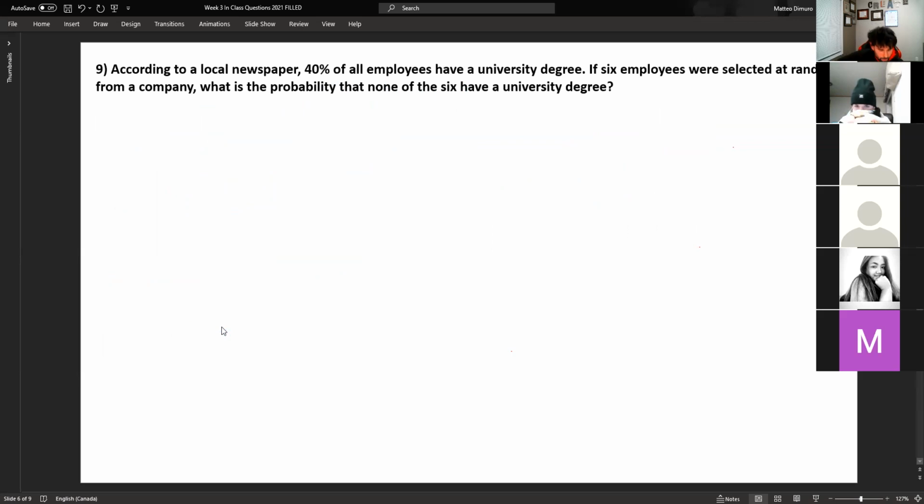So number 9, this one pretty quick and straightforward, I think. According to the local newspaper, 40% of all employees have a university degree. If 6 employees were selected at random from a company, what's the probability that none of the 6 have a university degree?